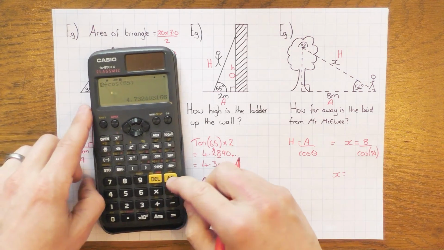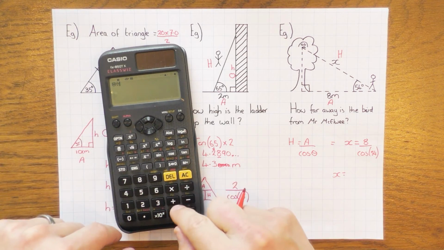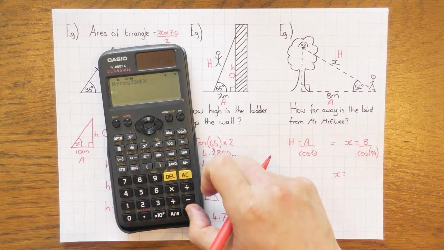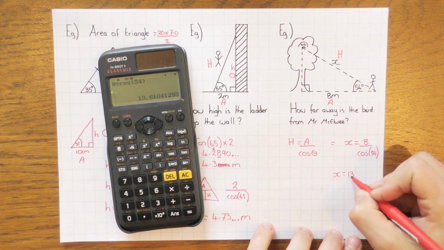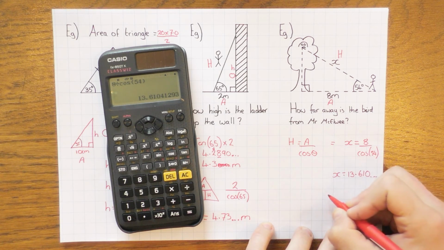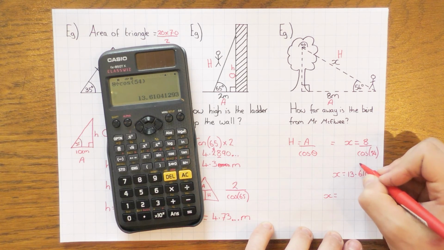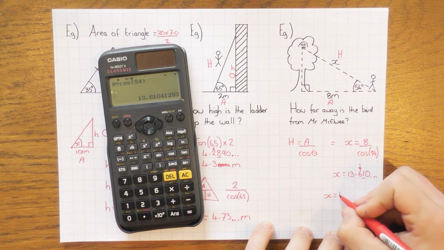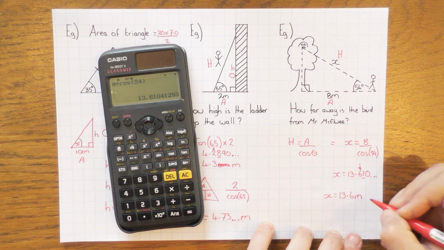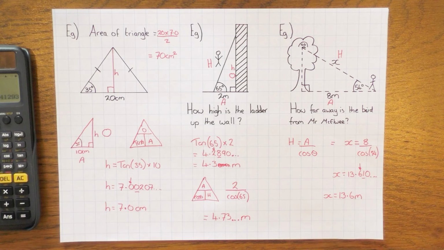So let's type that in and see how far away this bird is. Cos 54, close that bracket, is 13.610, etc., etc. So to one decimal place, one tells you to round down, is 13.6, and it's meters, yeah. So the bird is 13.6 meters away.